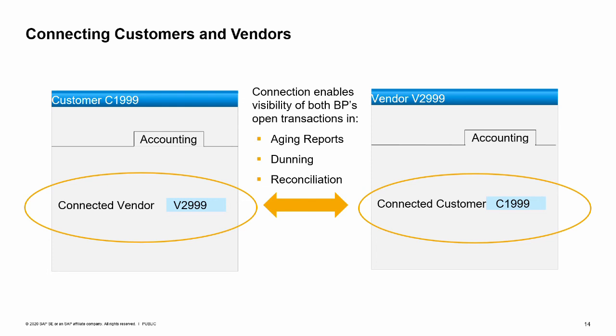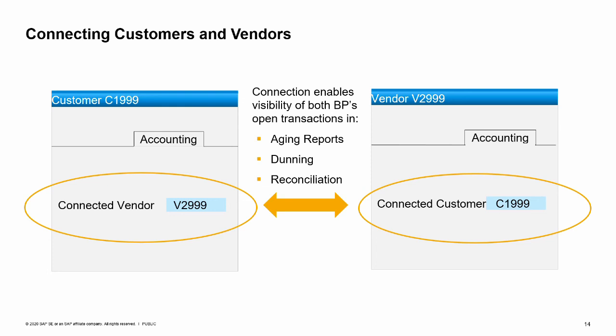Connecting the two business partners allows you to view open transactions of both the vendor and customer side as a whole in aging reports and in the Dunning wizard. It also gives you the ability to reconcile open AR transactions with open AP transactions. More information on the financial controlling impact of this connection is available in the financial topics covering aging, Dunning and internal reconciliation.